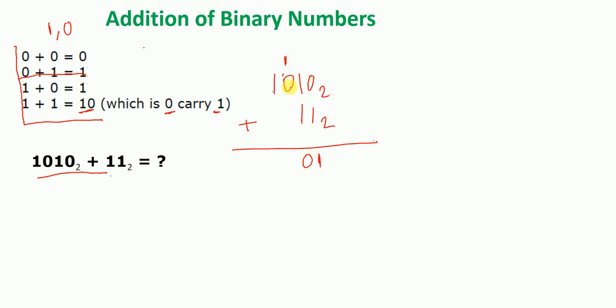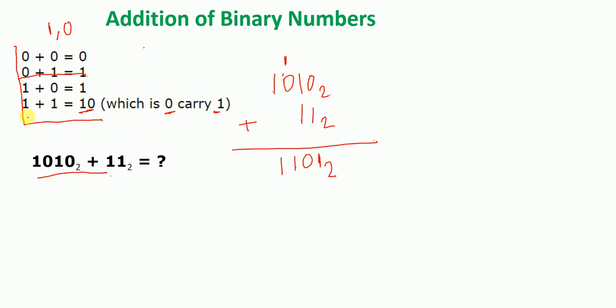Then 1 plus 0, and we have another 1 carried, so this is 2, because this is base 2. It's very simple, guys. I'll just explain it one more time. We have 0 here and 1 here, so 0 plus 1 is 1, and 1 plus 1 is 0, and 1 will be carryover.